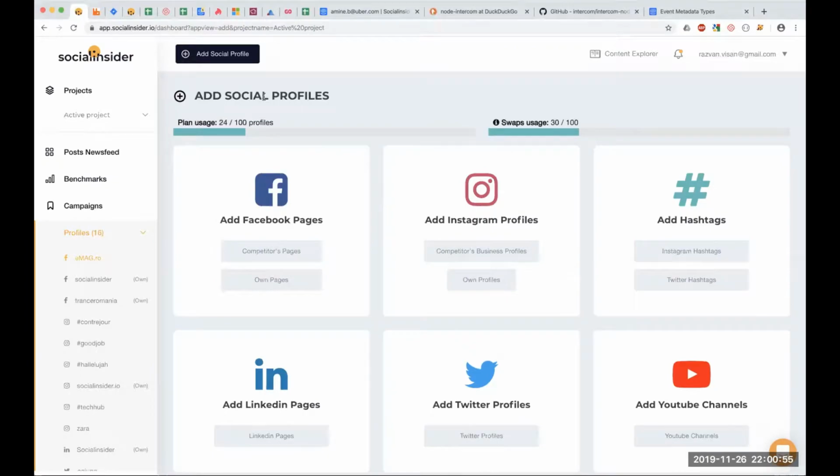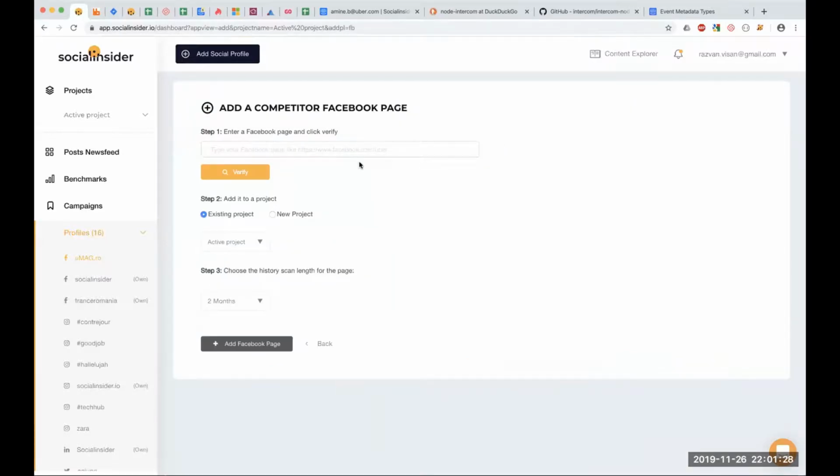When you add a social profile in Social Insider, you click Add Social Profile, and you see all these options. You can add Facebook, Instagram, LinkedIn, Twitter, and YouTube channels, and hashtags, Instagram hashtags or Twitter hashtags. But not all of these are equal, and we're going to discuss in detail some specific aspects about each platform and about each kind of profile that you can add. So first, let's begin with Facebook competitor pages.